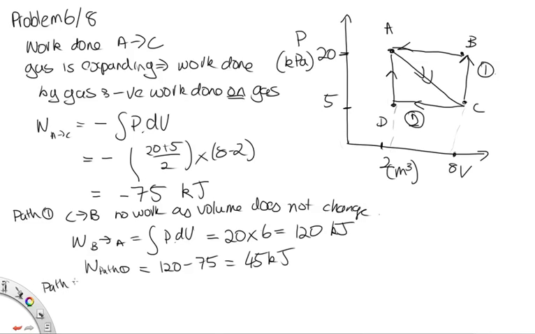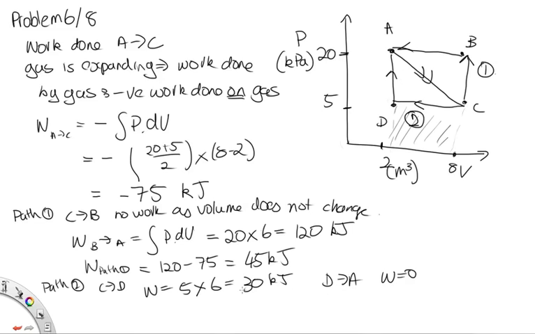Okay, path 2, from C to D. To get the work, we have to work out the area under here. So it's a positive area because it's being compressed. So that's 5 times 6, which is 30 kilojoules. And then from D to A, there's no work done as the volume's not changing. So work around path 2 is equal to 30 minus this 75, which is equal to minus 45 kilojoules. Okay, so that's the answer to this problem.